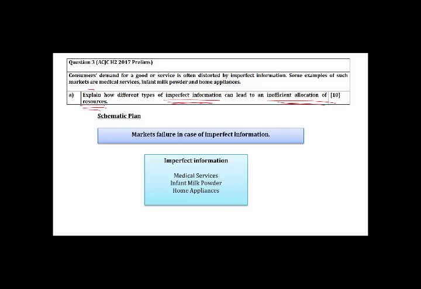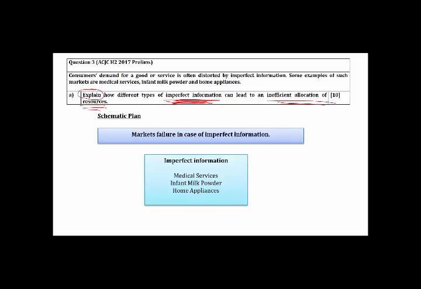So as per usual, we do our question analysis and we can see our command word here is explain. I think by now you should all be familiar with the expectation of the command word explain. You need to give detail about how the various instances, how the different types of imperfect information.